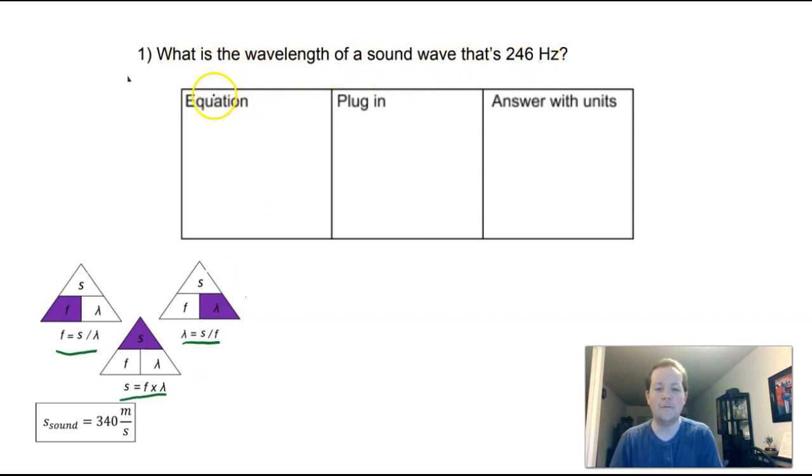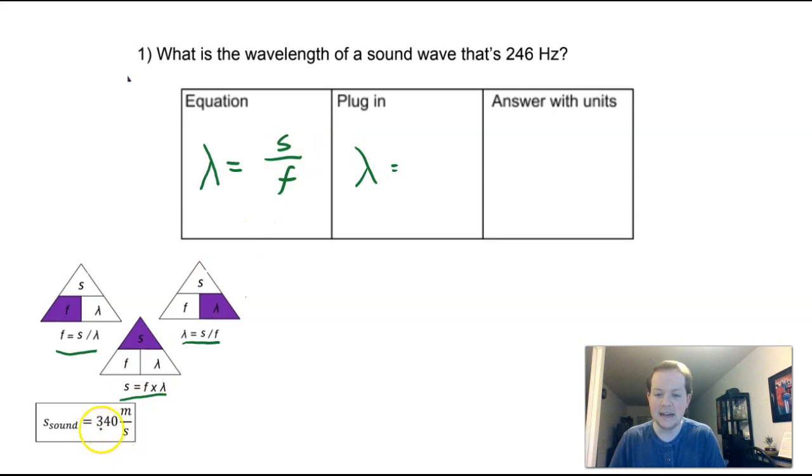So this question, what is the wavelength of a sound wave that's 246 hertz? Which equation do I want? Do I want to calculate frequency, speed, or wavelength? I want to calculate wavelength. So I want to start with my original equation. This looks like this. S divided by F. There's my equation.